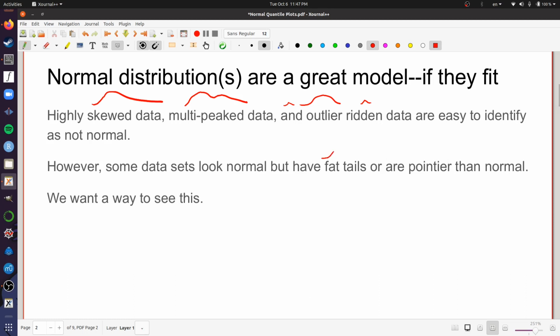Here's a normal distribution, say, just a sketch, and one with fat tails. So suppose the data in the heart of the distribution looks normal, but then the tails don't die away quickly enough. Or if we had a pointier than normal distribution, everything is looking fine, but then it's a little pointier than I expect.